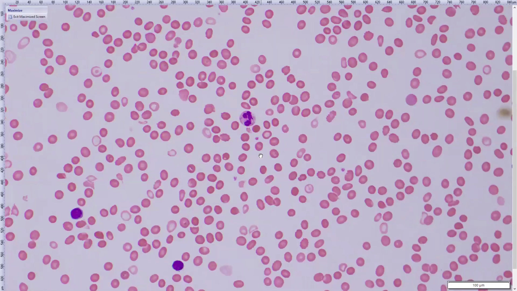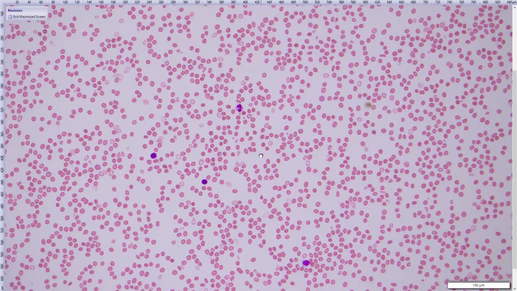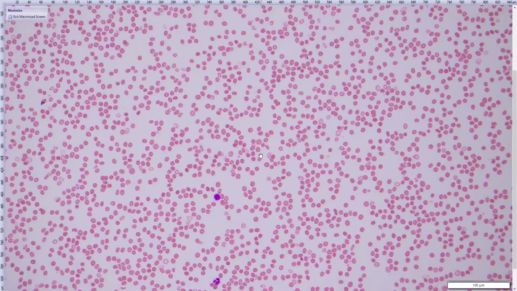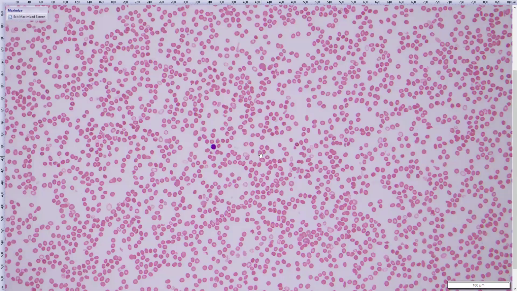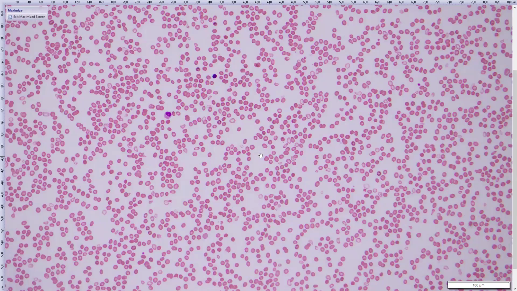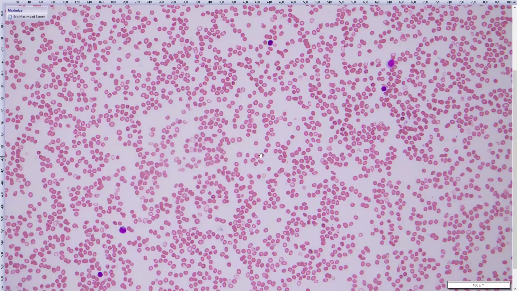This one here looks morphologically normal. However, remember that currently to make a diagnosis of acute myeloid leukemia myelodysplasia related, you don't necessarily need to see multilineage dysplasia. So yeah, I do see rare neutrophils, and these neutrophils do not show apparent dysplasia.